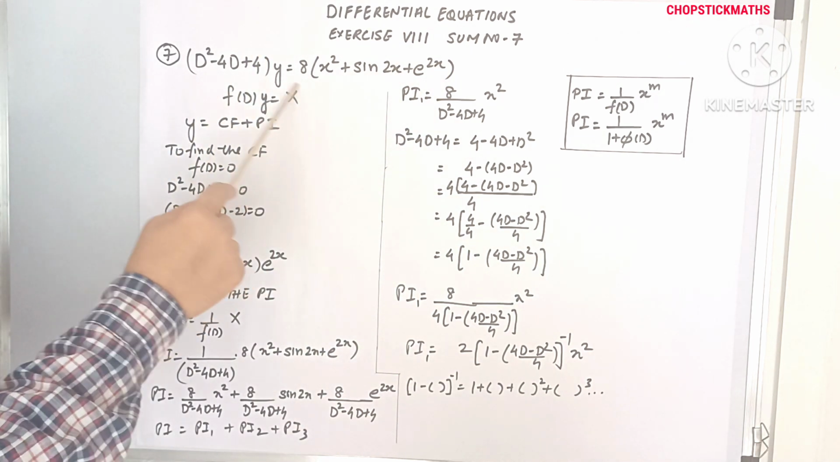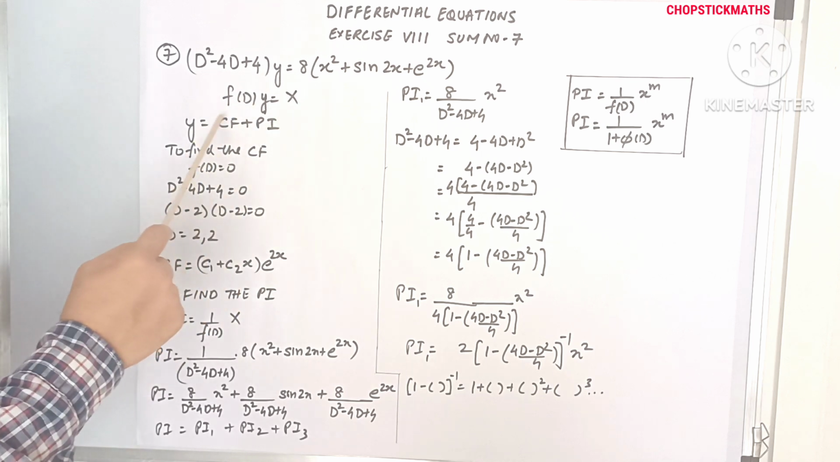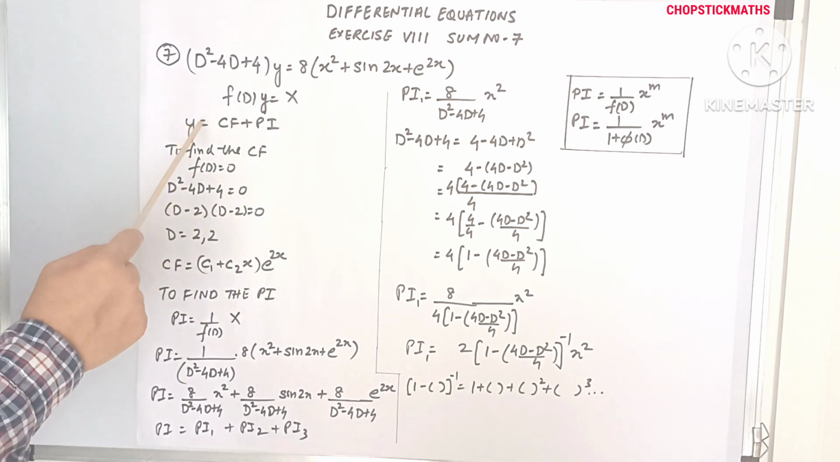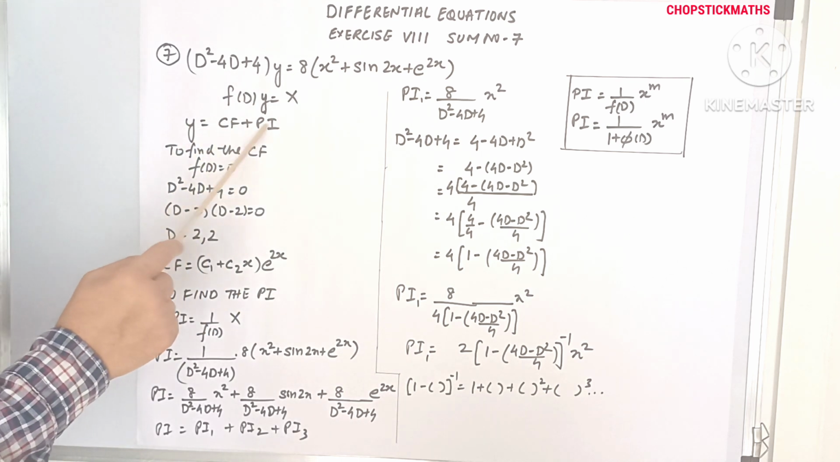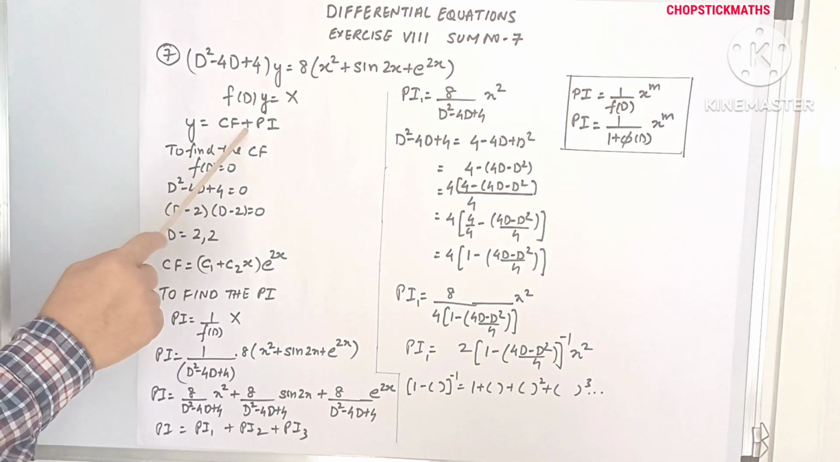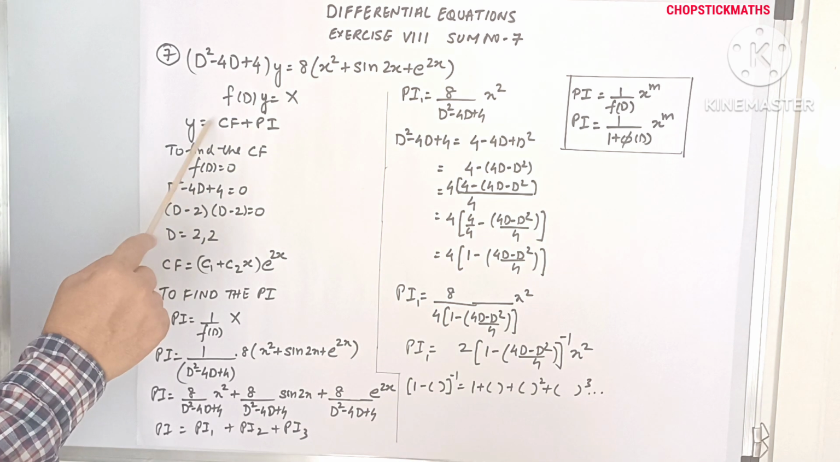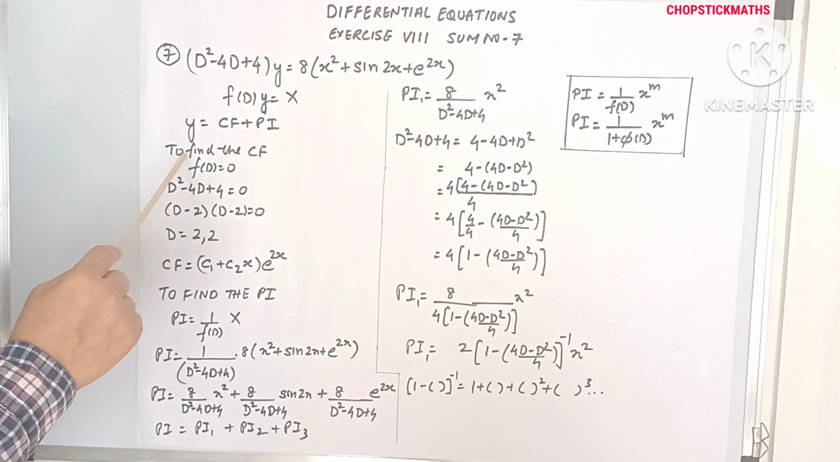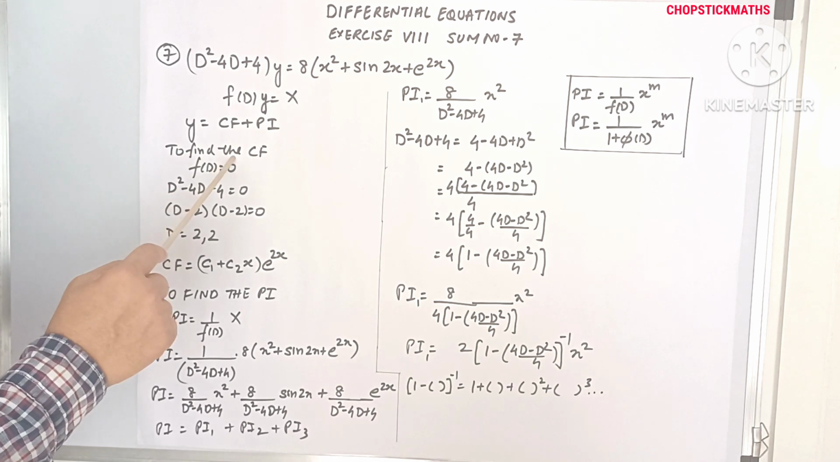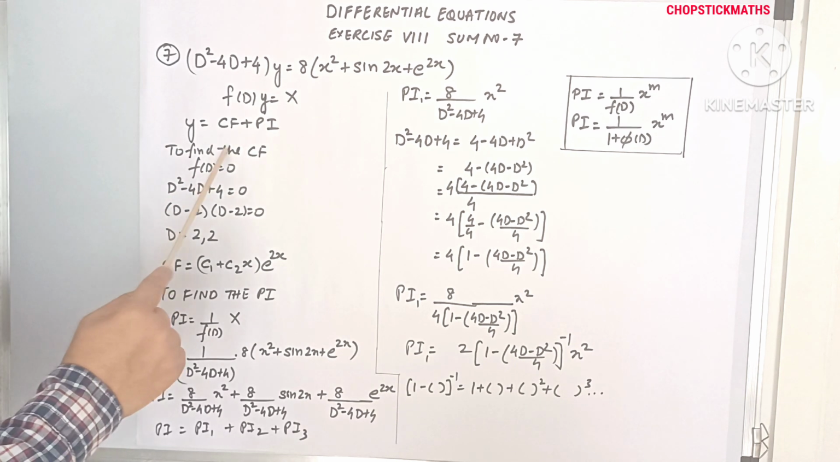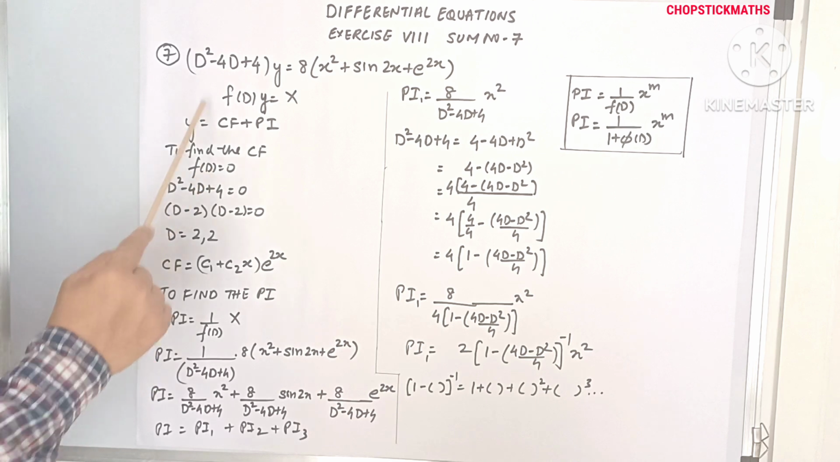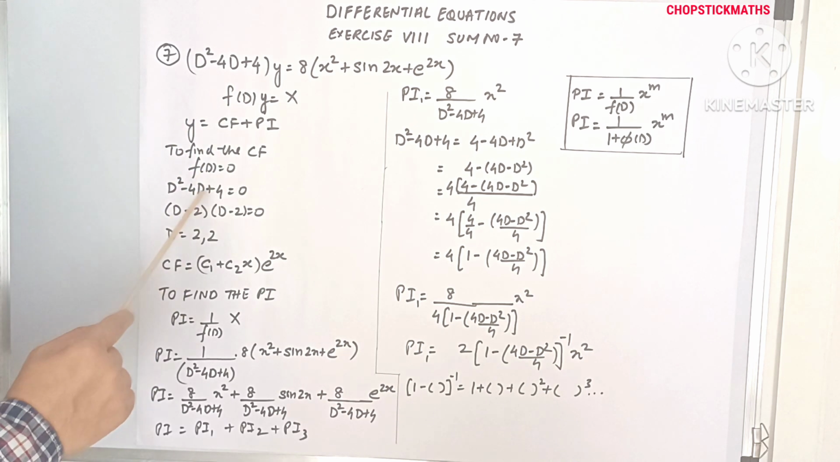The solution to such a differential equation is y = CF + PI, that's the complementary function plus the particular integral. That is, the solution has two parts. So let us first find the complementary function. To find the complementary function, we have to equate f(D) = 0.